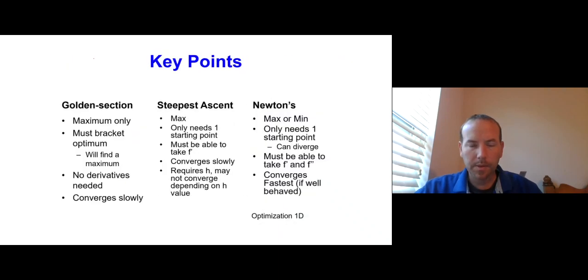Okay, welcome back to BME 2315. In this lecture, we'll be covering multidimensional optimization. So in the past lecture, we discussed three types of optimization: golden section, steepest ascent, and Newton's.